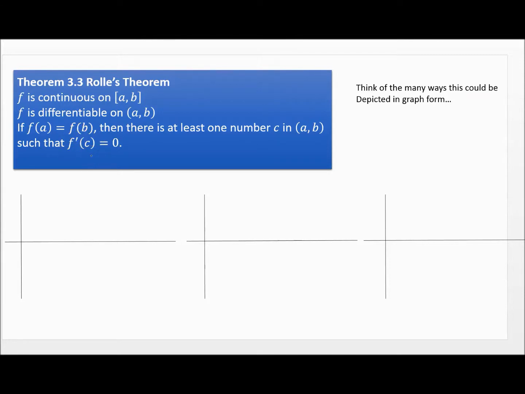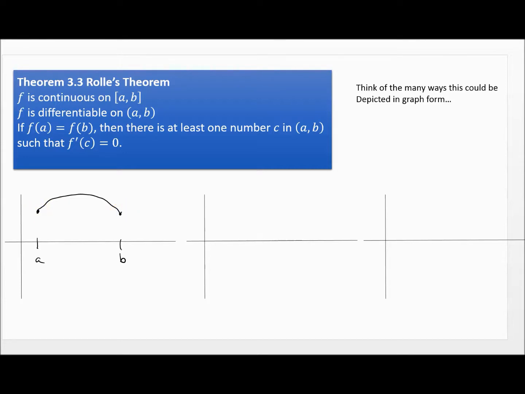So what I want to do is I have three graphs down here just for you to think about this. It says think of the many ways this could be depicted in graph form. So again, we have an interval A to B. That's where we have to start. Now, any function I draw must be continuous on AB. So when I draw this, I do not need to pick up my pen to draw it. It is defined at A and at B.